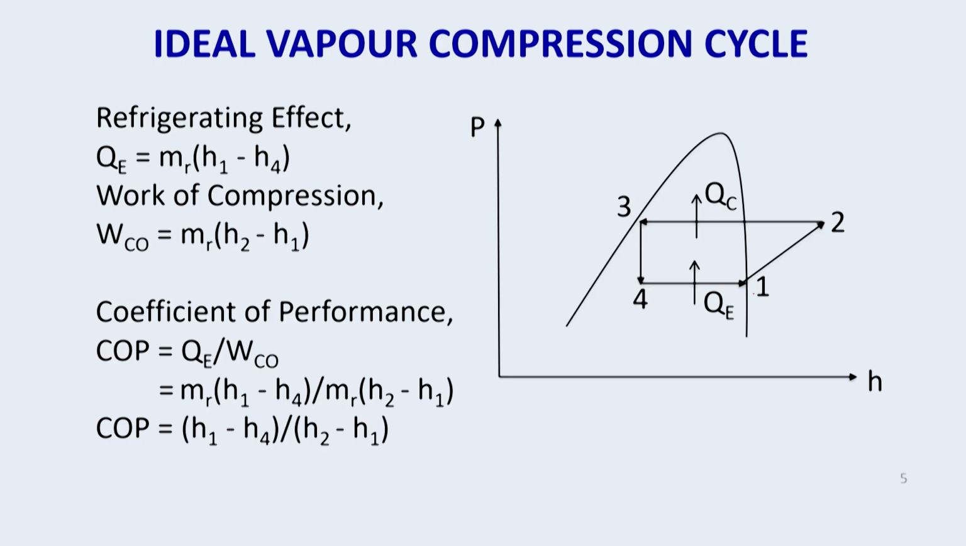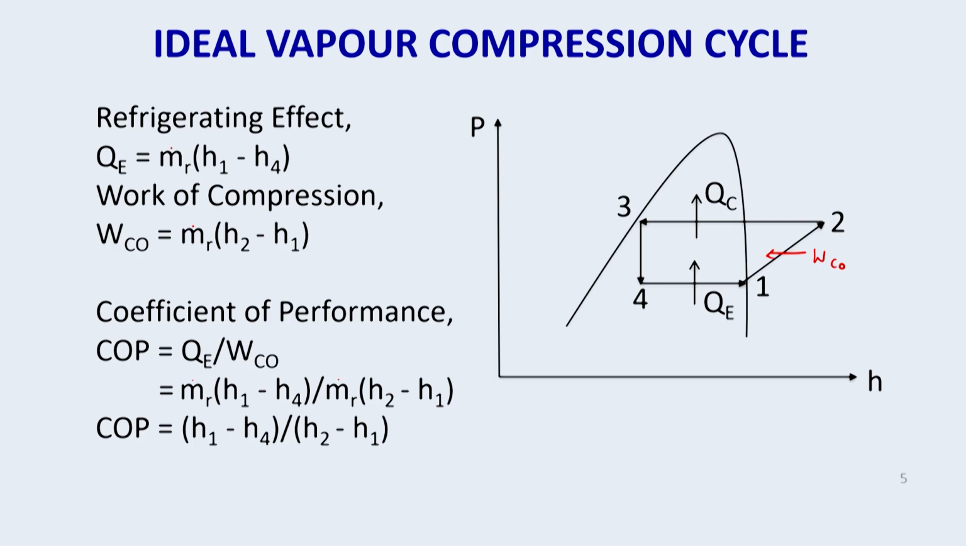And the work of compression is process 1 to 2. Actually all these are M dot. M is mass, M dot is the mass flow rate of refrigerant. So let me use M dot. COP is the ratio of the refrigerating effect to the work done by the compressor. Refrigerating effect is QE, the work done by the compressor is WCO, and this is the compression process.